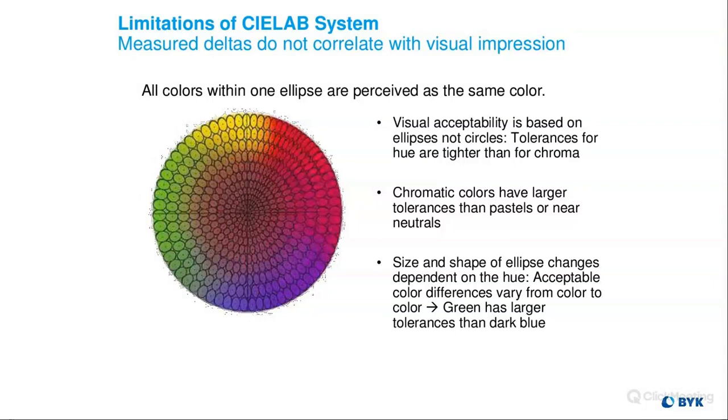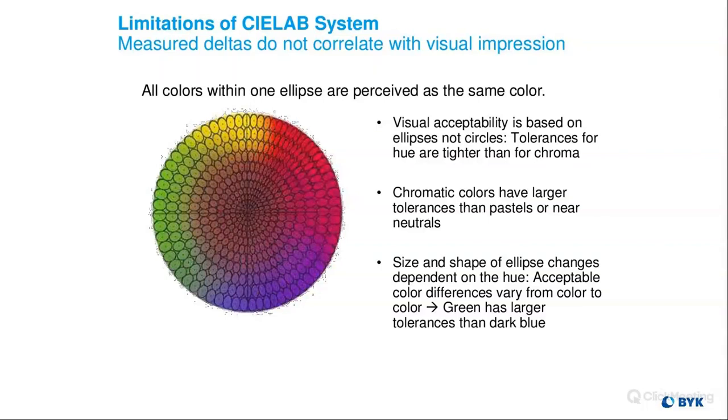But as colors get more chromatic, our tolerance in our eyes is a lot larger. So if you compare two light grays that are different, our eyes can easily pick up that difference. But if you compare two chromatic reds or two chromatic greens, our eyes are going to have a hard time distinguishing them because that's just the way we see.